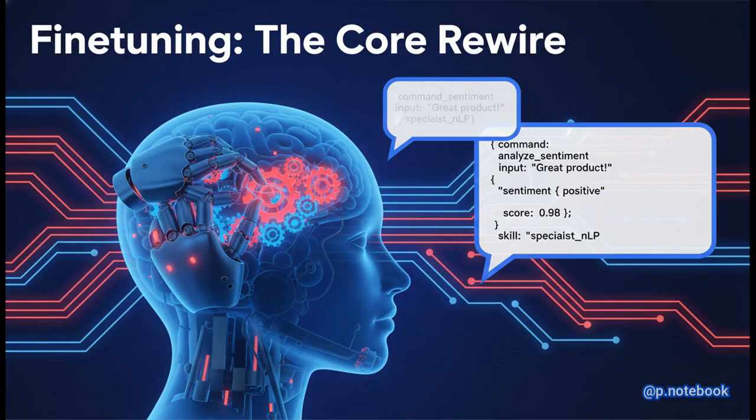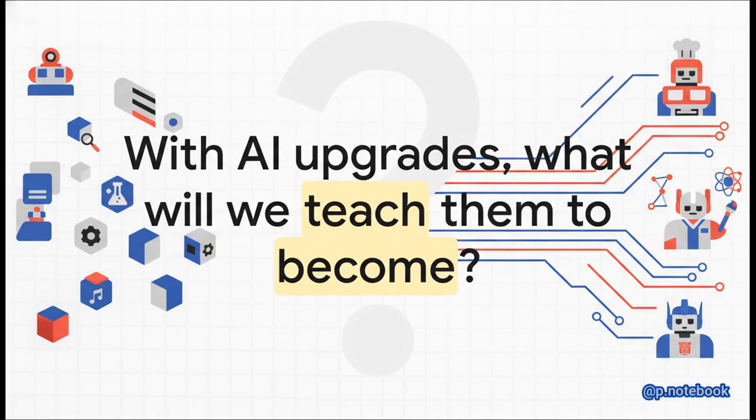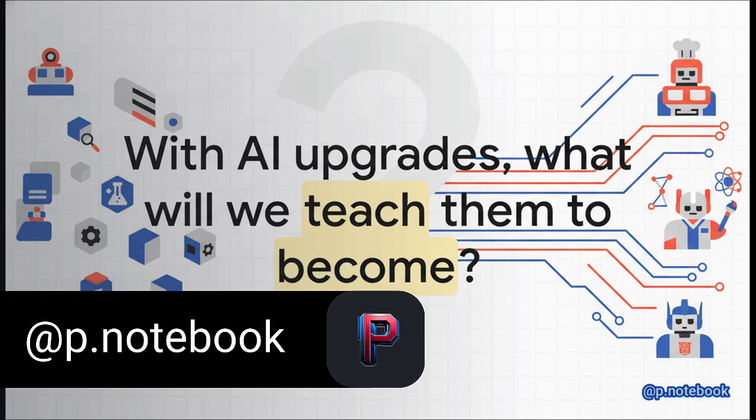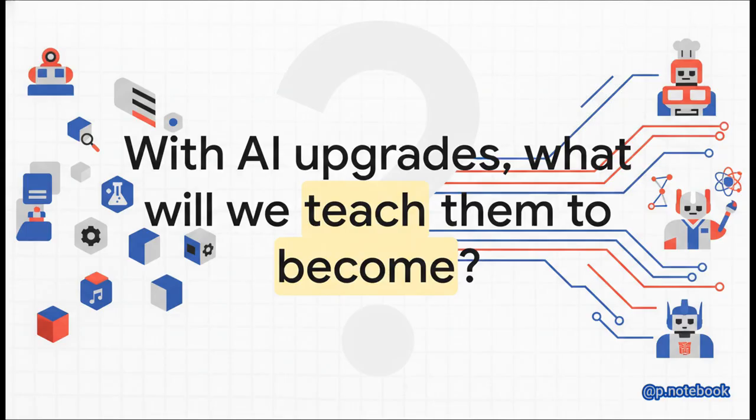And finally, you're going to pick fine-tuning, the core rewire, when your whole goal is to change the model's fundamental behavior. We're not talking about facts here, we're talking about skills. For example, teaching a model to always respond in a specific format, like JSON, or to adopt the unique communication style of your brand. These tools give us this incredible, unprecedented control to move beyond these general-purpose AIs and create true specialists. And that leaves us with one final, pretty provocative thought. Now that we can upgrade AI with custom knowledge and skills, what will we teach them to become?